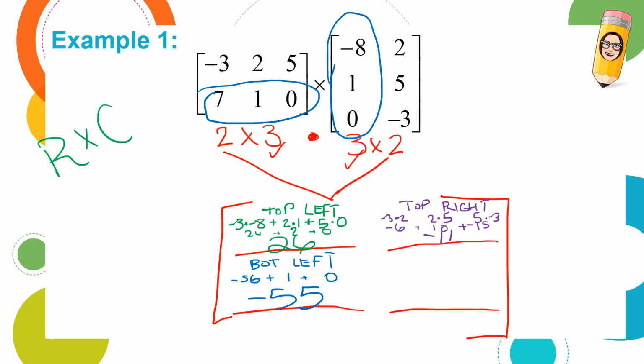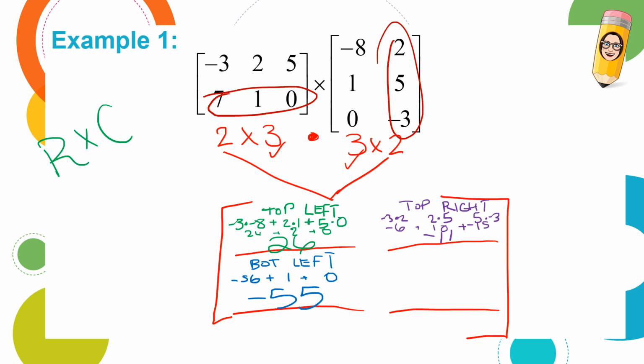Let's take a look at the last spot. The last spot, I would read this as, let me find a different color here. Bottom right. Do you see how I'm using that to help me think this through? I'm going to just multiply right away. 7 times 2, 1 times 5, 0 times negative 3. We combine our multiplication pieces to get the final value.